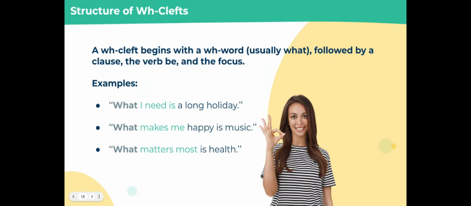So structure with WH-clefts. A WH-cleft begins with a WH word, also known as question words. Now, usually that word is what. This is followed by a clause, then the verb to be and the focus. So that's our structure. Let's have a look at it in some examples. What I need is a long holiday. So a long holiday is the focus.